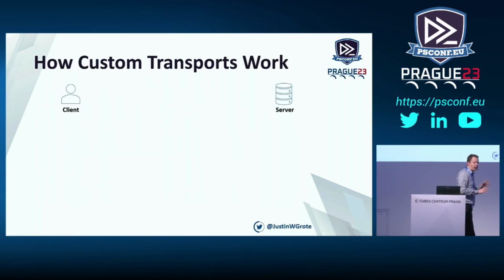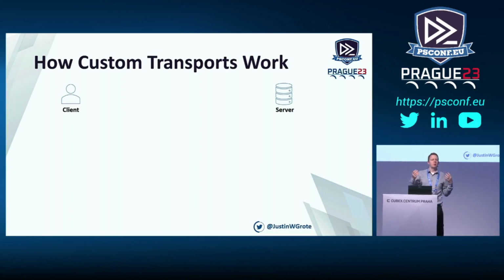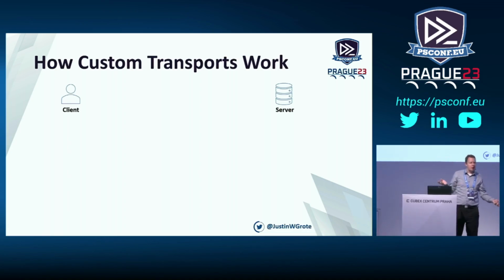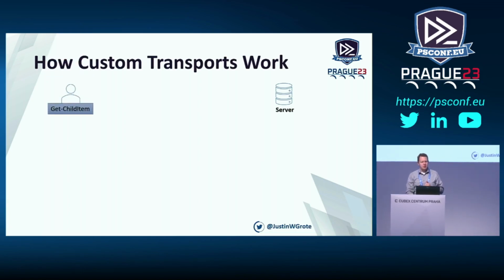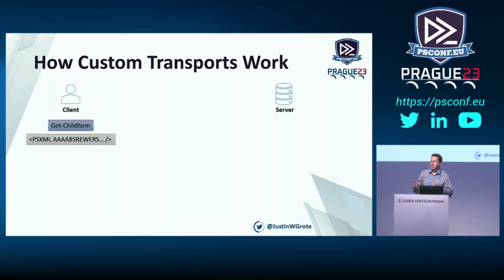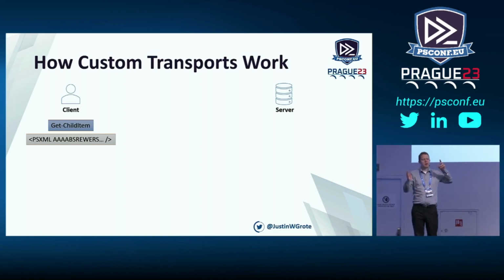So I'm going to start with a high-level conceptual idea about how custom transports work. What we are doing here is we have a client, and we have a server, and we want to remote to that server and connect to it. This is the process that happens whether you're using WSMan, whether you're using SSH, or whether you've written your own. So when you're the client, the first thing that happens is you run your command. You run something like Get-ChildItem, and then that command is going to get serialized into what's called a PSRP message. PSRP is just PowerShell Remoting Protocol. The PowerShell Remoting Protocol is just a series of XML messages that go back and forth between the client and the server. So it takes your command and converts it into this.